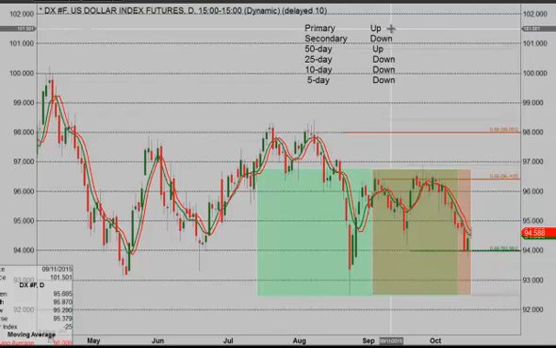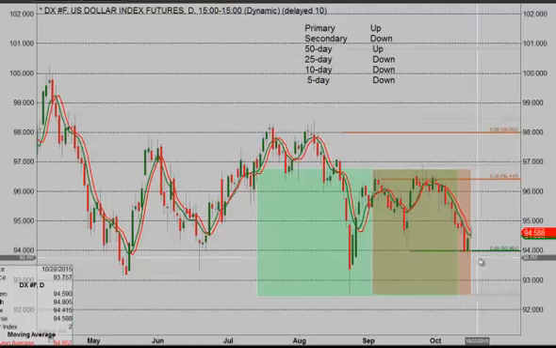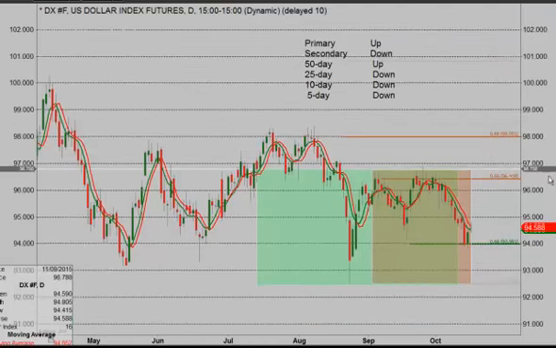Primary pattern, longer term pattern certainly up. Secondary, you can see it, secondary down, right? So here's another market where your short-term patterns are in conflict with the long-term patterns. Investor, you're just being very patient. If you haven't bought a dip already, you're probably eyeing dips to buy in the dollar index.